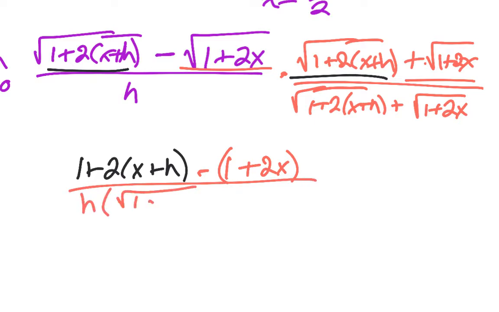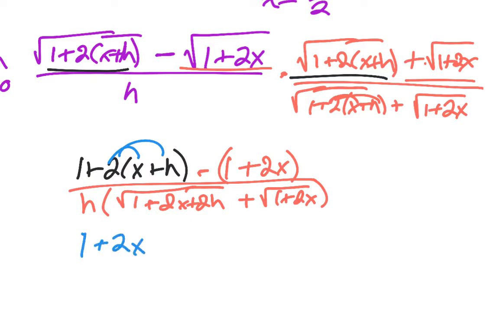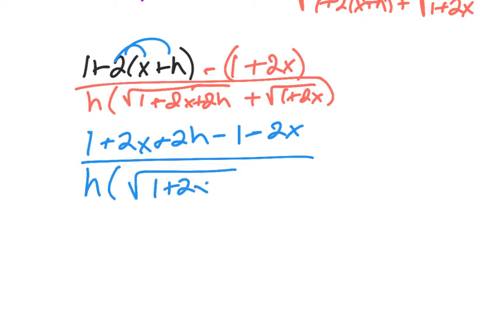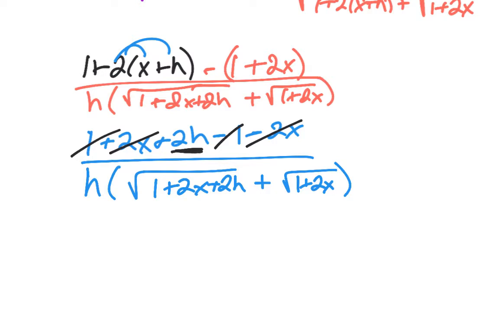And in the denominator, I am not going to multiply it out. I'm going to leave it, but I will go ahead and distribute this 2 into here, which I'm going to have to do in the numerator as well. And so right here, distribute is going to be 1 plus 2x plus 2h minus 1 minus 2x all over h times the square root of 1 plus 2x plus 2h plus the square root of 1 plus 2x. So the 1's go, the 2x's go. I have this 2h left.